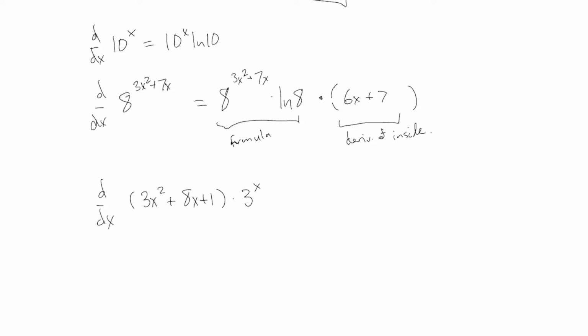This one would be a product rule because I have a product, right? Those two things are being multiplied together. So in this case, we have to do the product rule. And I hope you all remember the product rule.